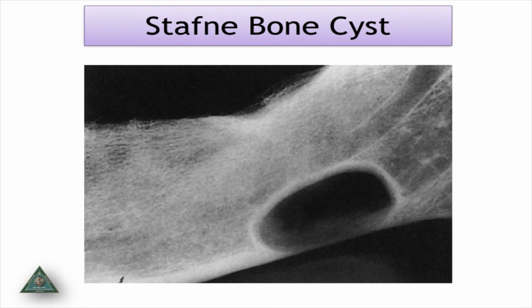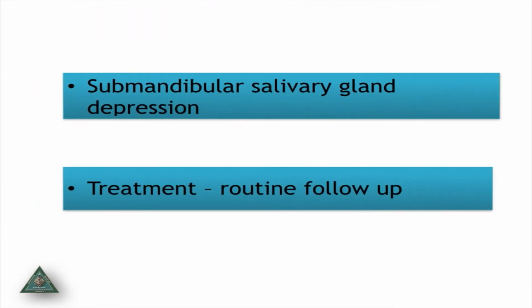Stafne bone cyst has a classical ovoid appearance below the inferior alveolar nerve in the third molar region. This is because of inclusion of salivary gland. So we can go with sialography and confirm the diagnosis that it is a Stafne cyst, and routine follow-up is more than enough for the Stafne cyst.